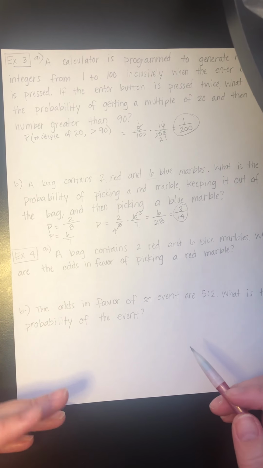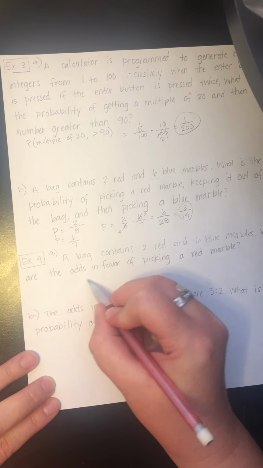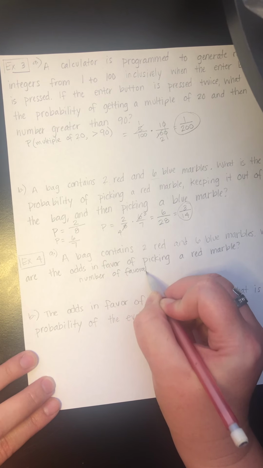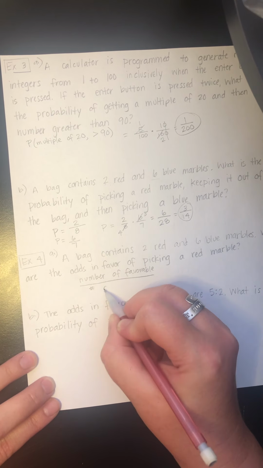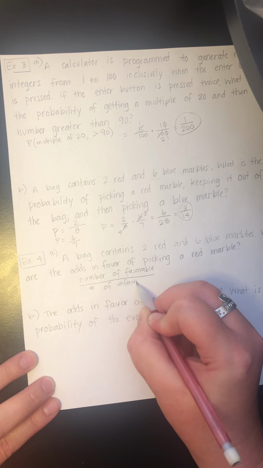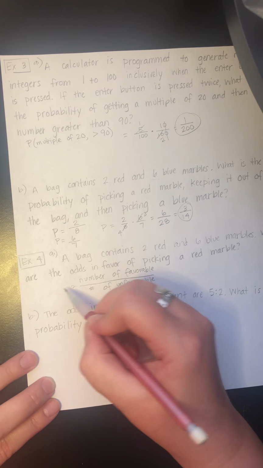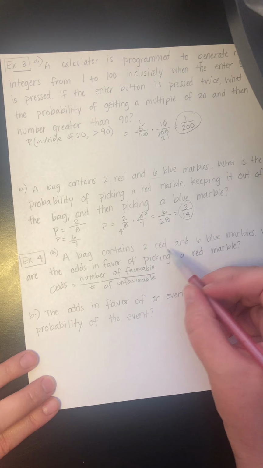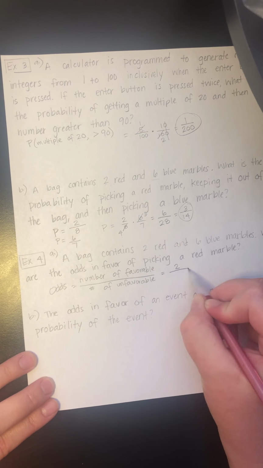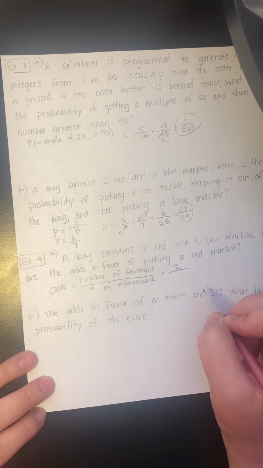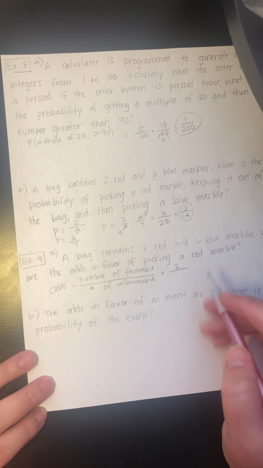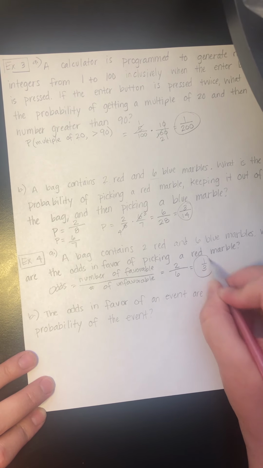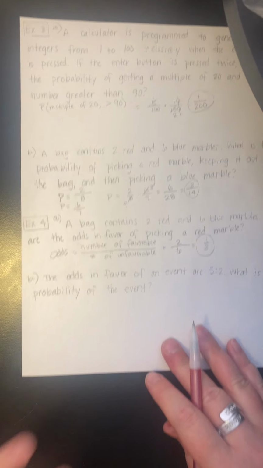So we want to pick a red marble. So I'm going to write this out. Number of favorable outcomes over the number of unfavorable outcomes. We're talking about the odds now, not probability. So first, if we want to get a red marble, there's 2 red marbles. So we have 2 favorable outcomes. The number of unfavorable outcomes would be 6 because there's 6 blue marbles. So our answer, if we reduce it, is 1/3. These are the odds of us picking a red marble.